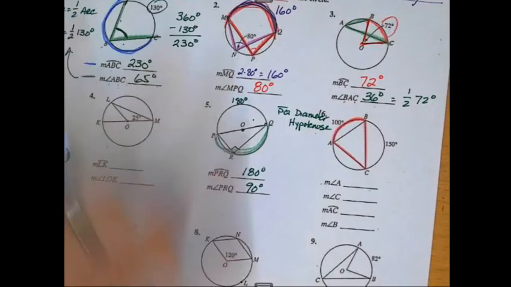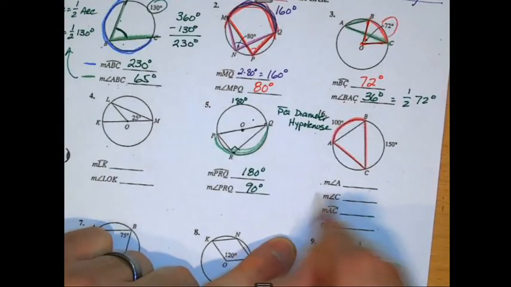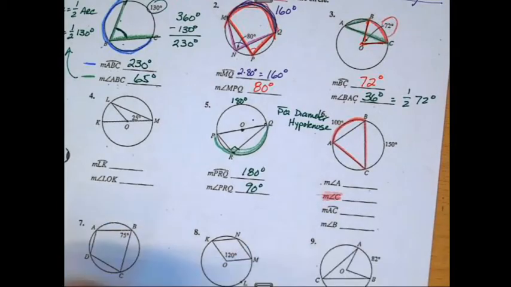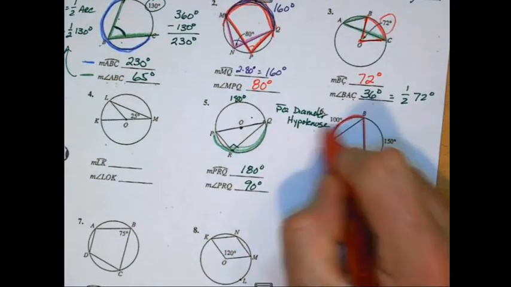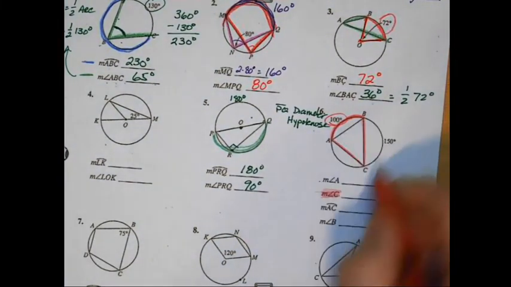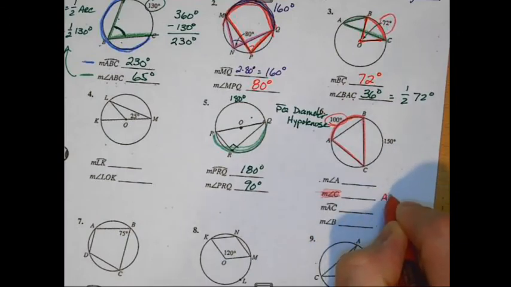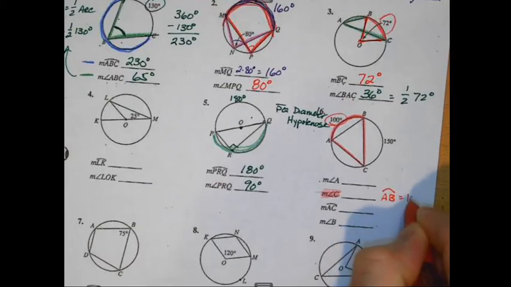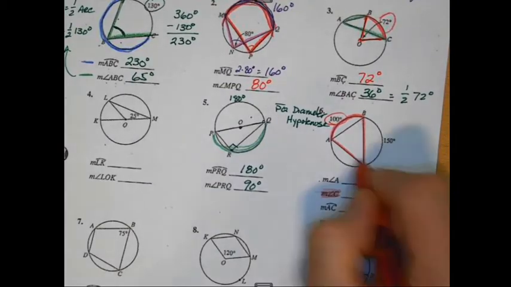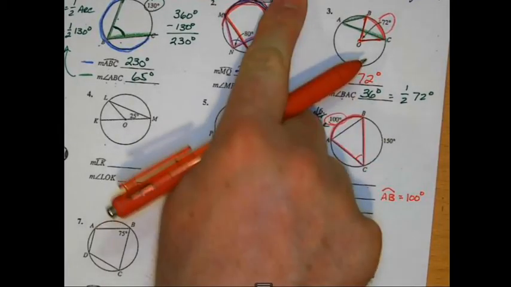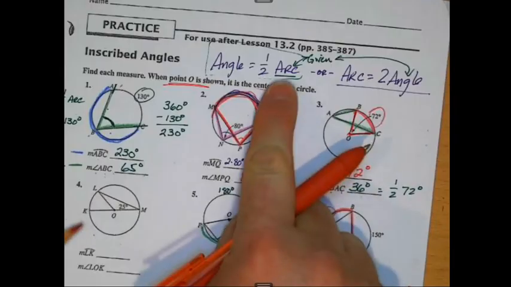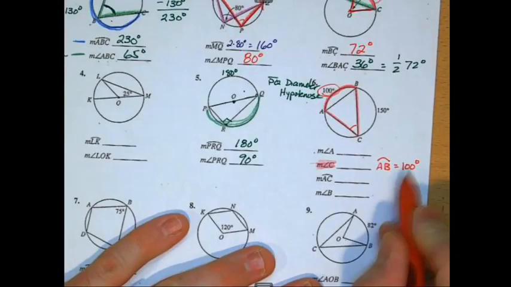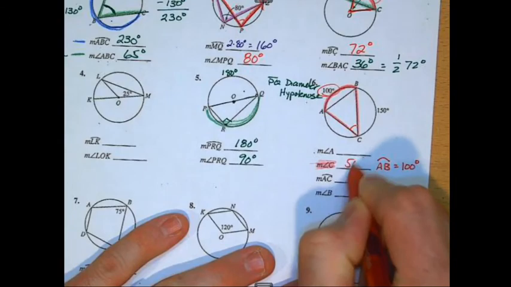All right, so that's angle C. So red is angle C. Well, if this is 100, the arc AB, which intercepts that, is 100 degrees, which means that the angle, I use this formula, half the arc length is the angle measure, 50.